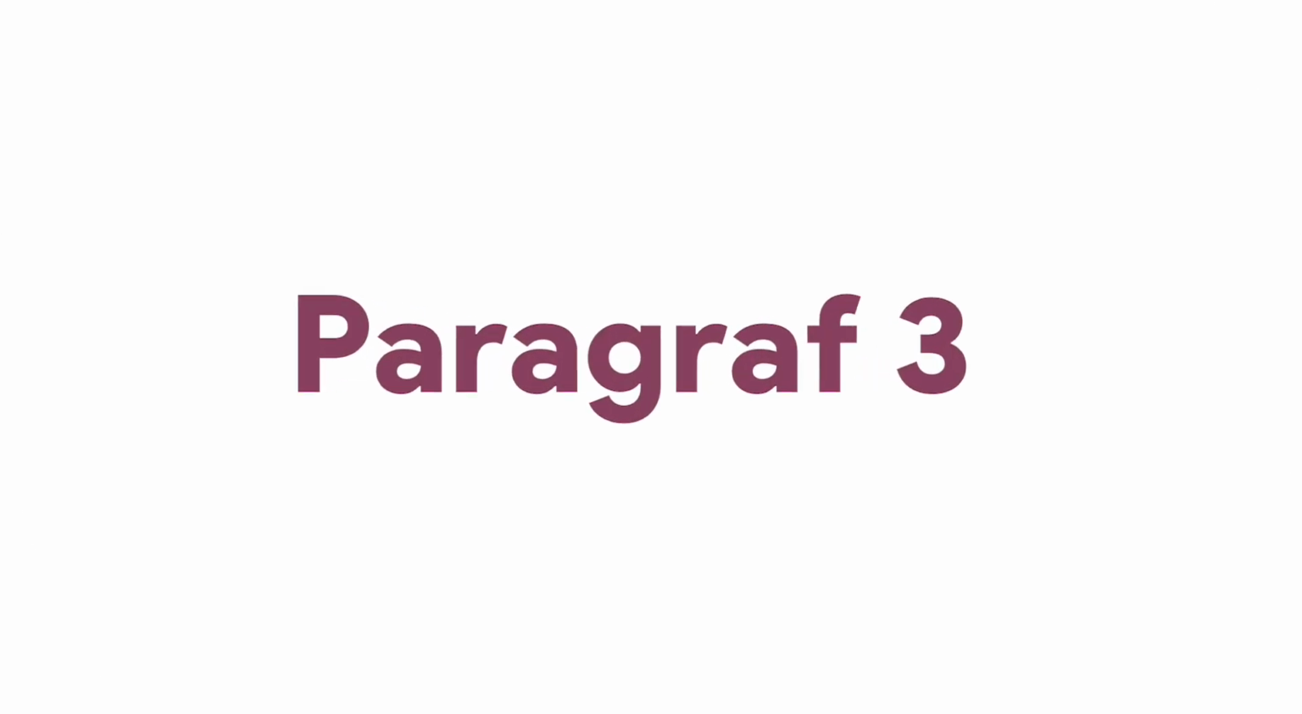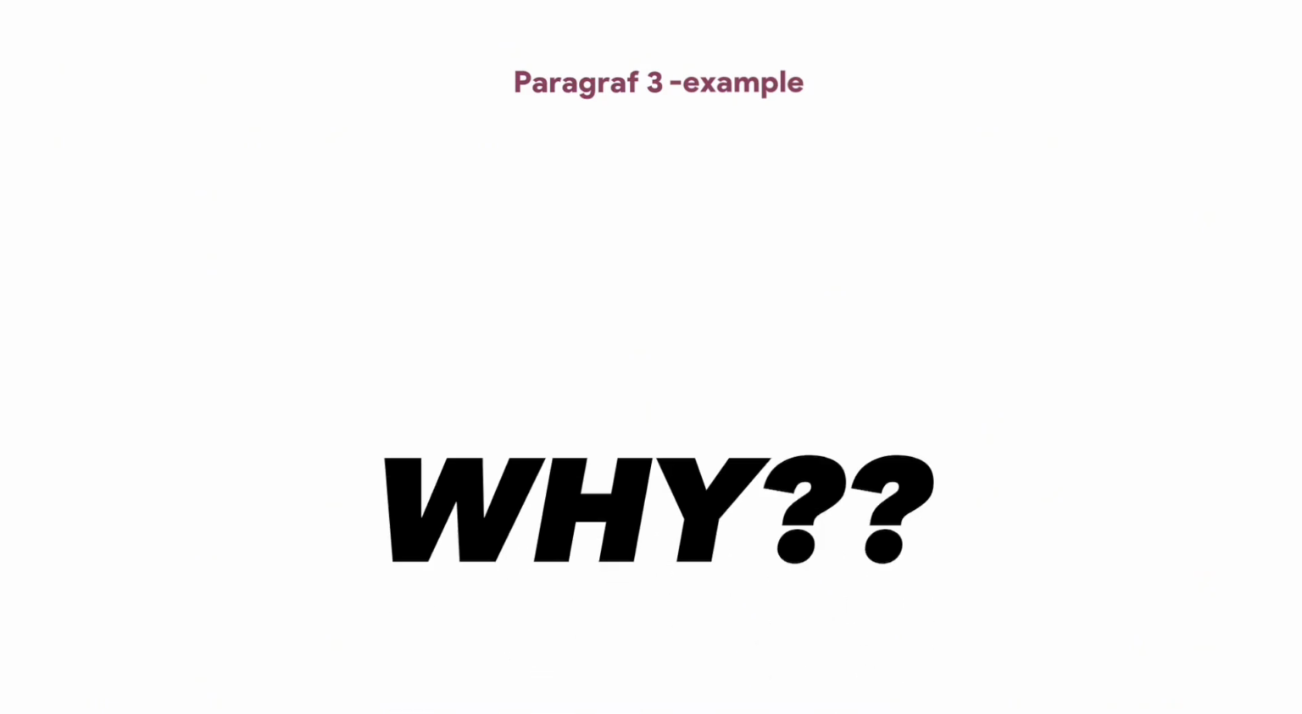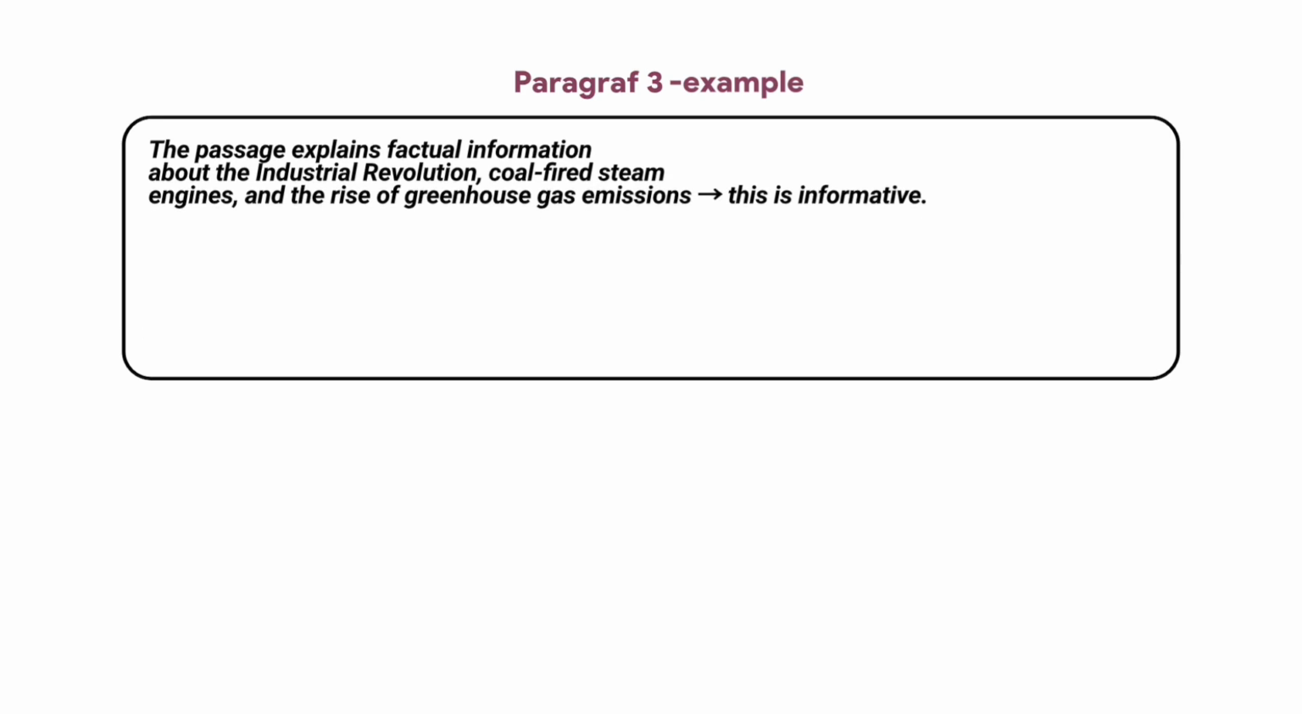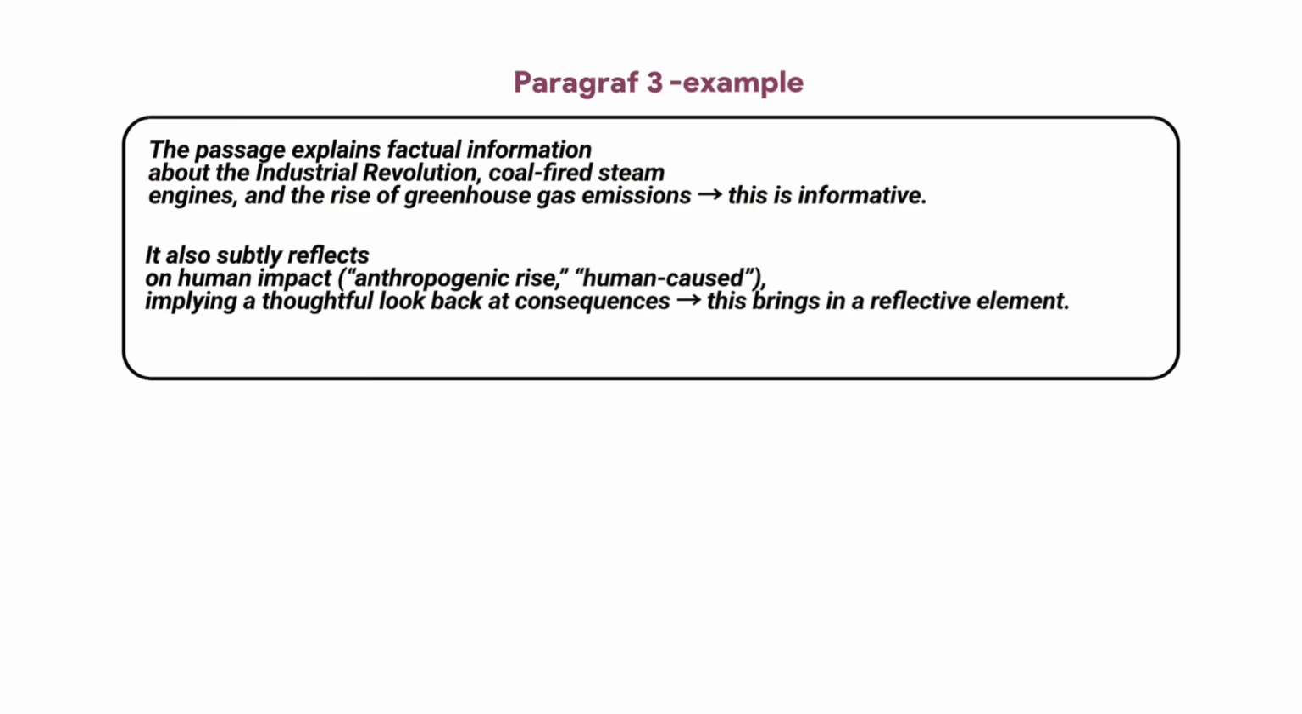The paragraph 3 is an example of informative and reflective text blending. Why? The passage explains factual information about the Industrial Revolution, coal-fired steam engines, and the rise of greenhouse gas emission. It also subtly reflects on human impact, like anthropogenic rise and human caused, implying a truthful look back at consequences.